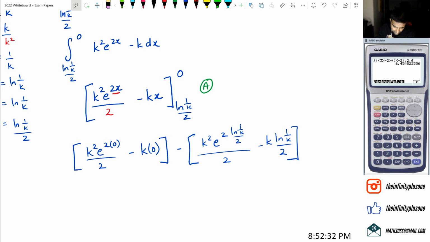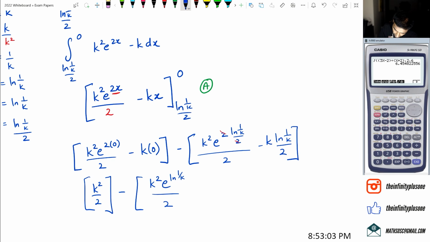Right, so what do we got here? Let's start getting rid of some of these elements. So we've got e to the power of 0, which equals 1. So we've got k squared over 2 minus k times 0 is 0, so that's fine. So we've got minus. Now here we've got k squared. Now the two 2's cancel out each other. I'm talking about these 2's here, which means I'm left with e to the power of ln of 1 over k, over 2, minus k over 2 ln of 1 over k.